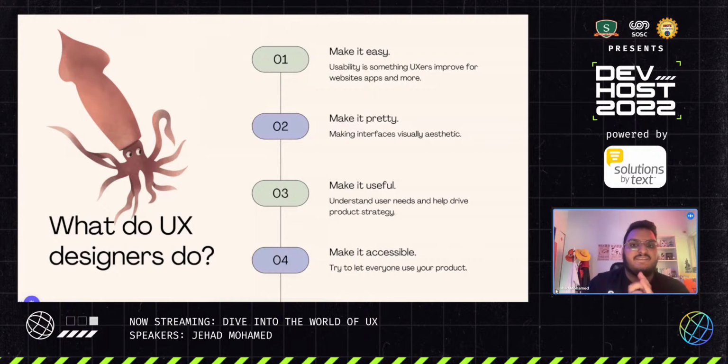And second thing, make it pretty. Make it pretty is a very ambiguous term, but the idea here is make it visually look good. Whether it comes to how a button looks or what fonts to use, what colors to use, that also comes under the purview of a UX designer. Third thing, which is the most important thing, is make it useful.